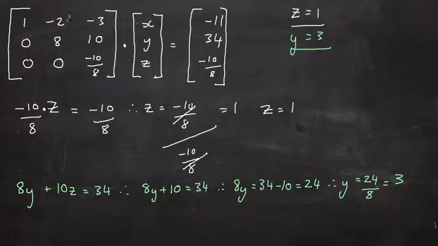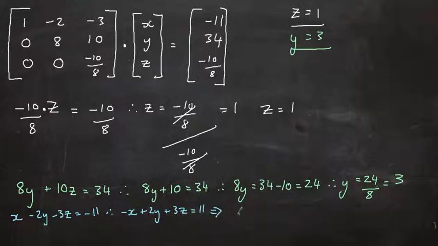So we've got 1x minus 2y minus 3z equals minus 11. So we've got x minus 2y minus 3z equals minus 11. Multiply both sides by minus 1 to clean it up a bit. You've got minus x plus 2y plus 3z equals positive 11. But we know that y is 3 and we know that z is equal to 1.